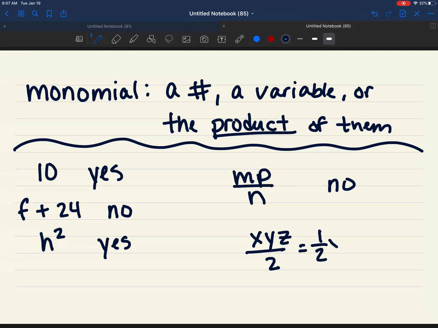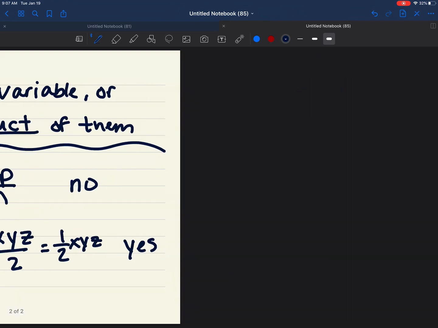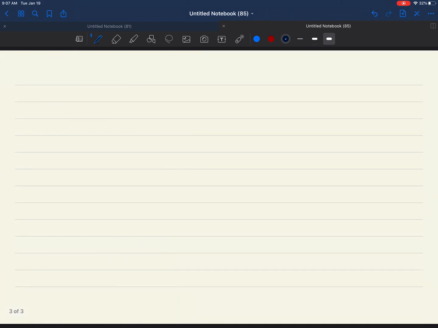So, you could rewrite this to say one half xyz, correct? Is that the same thing? Yes. So that's why this would be a monomial and the top one would not. Because you don't have a value for n on the top, so we can't say it's a monomial. Alright? Easy enough? Any questions on that?